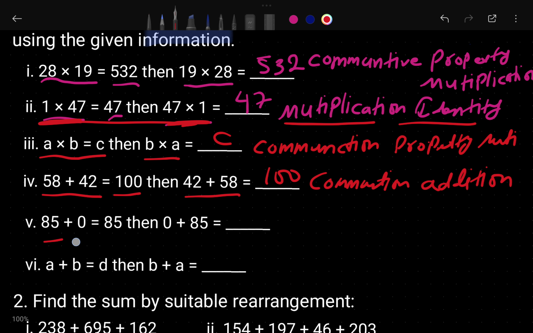Simply, this is 0 plus 85, that is going to be also 85 only. So which type of identity is it? It is simply the additive identity.